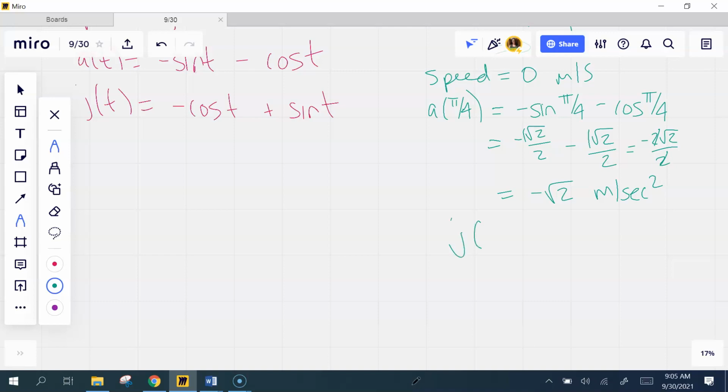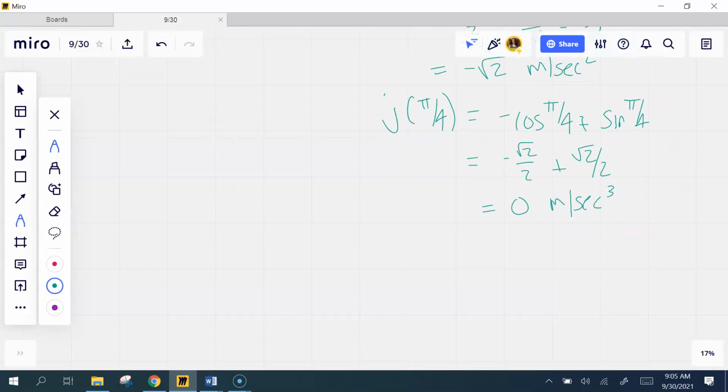Jerk. Negative square root of 2 plus square root of 2. Meters per second cubed is meters per second squared per second.